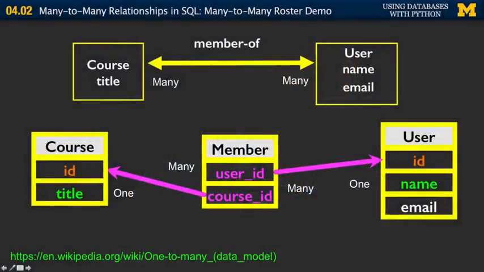Okay? So what we're going to do is talk about how we will insert data into a user table, insert data into a course table, and then insert data into this connector table. Okay? So let's take a look at the code.